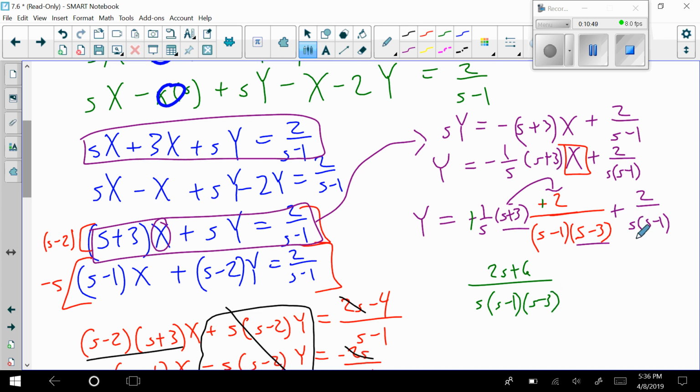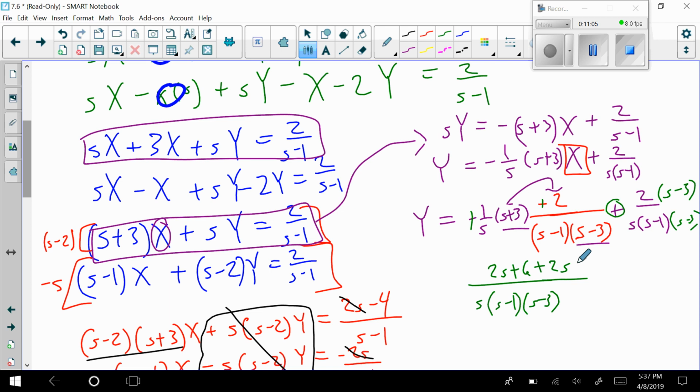This one here now has everything that this one does, except it would need an s minus 3. So I multiply that through, and then I can just simply add it up top. So that's plus, because of this plus sign here, right?